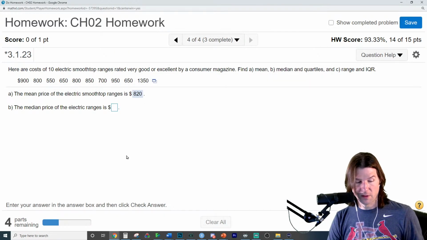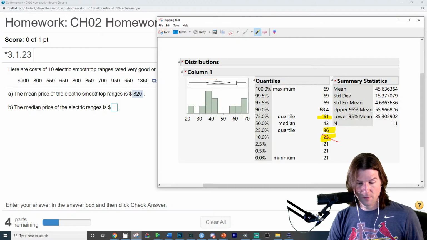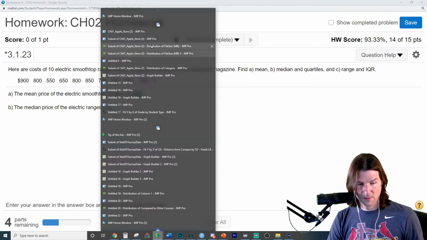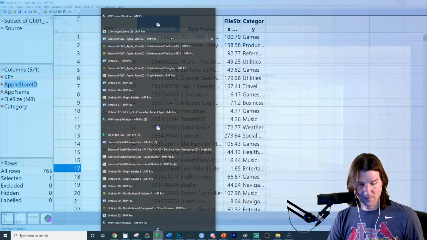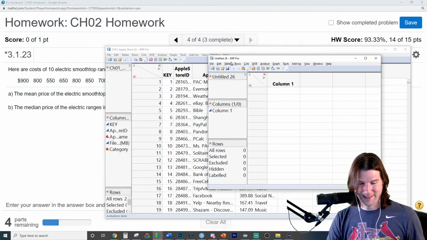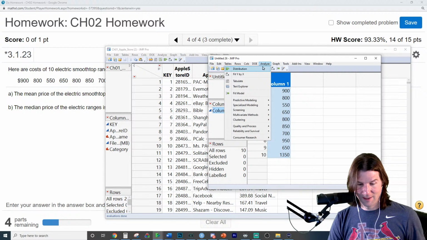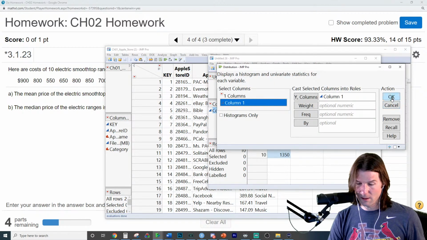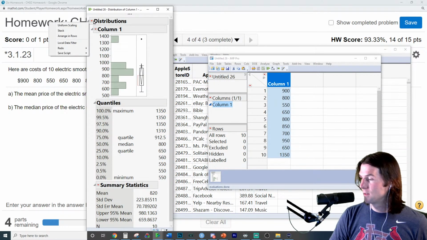Maybe we need to remove this. Or did I remove the questions last semester? It's so weird. The median price we should be good on also. I didn't take a screenshot of it. I've still got, okay, let's do it real quick again. Let me take a screenshot of it. Analyze Distribution, double-click. Got it. Let's take a screenshot of it.